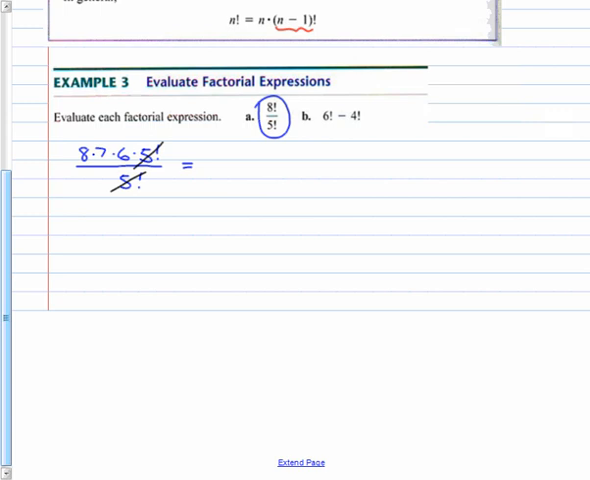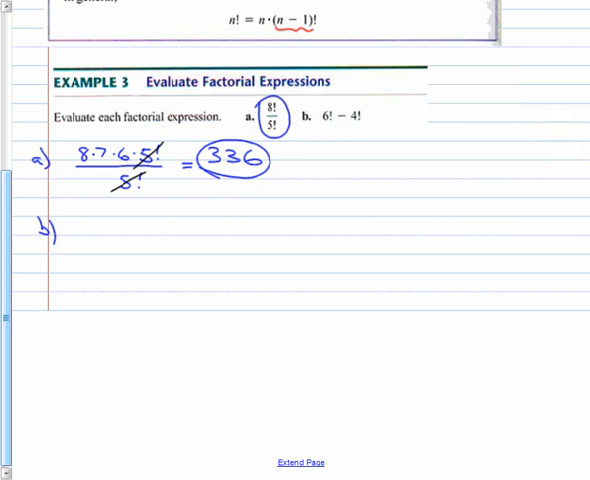Try that by hand on your calculator or by head in your brain. 8 times 7 times 6. What do you get? 336. That should be the same answer as if you went and did 8 factorial divided by 5 factorial. So let's try part B and see how it can be simplified.